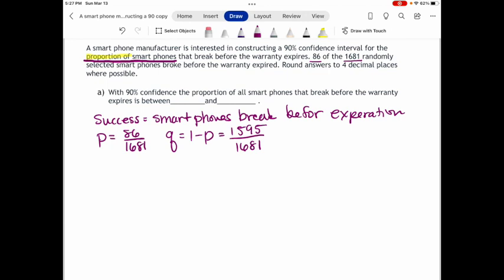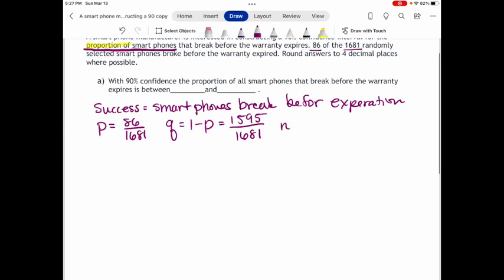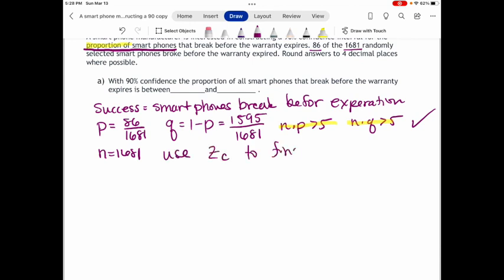Now, in order to use the normal distribution to estimate and create our confidence interval, we need to make sure that our N times P is greater than 5 and our N times Q is greater than 5. Our N is the 1681. That's our sample size. So when I take P times 1681, I'm going to get 86, which is definitely greater than 5. When I take 1595 over 1681 and multiply it by 1681, that's definitely going to be over 5. So these check out. That means I can use Z critical to find the error.